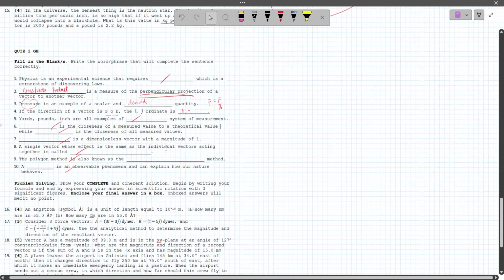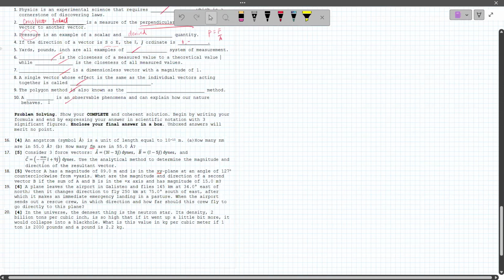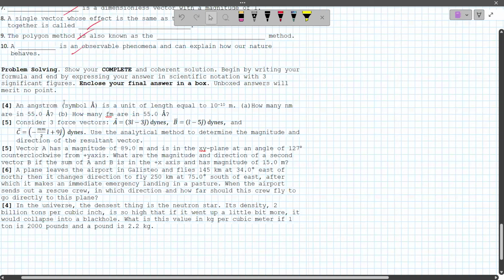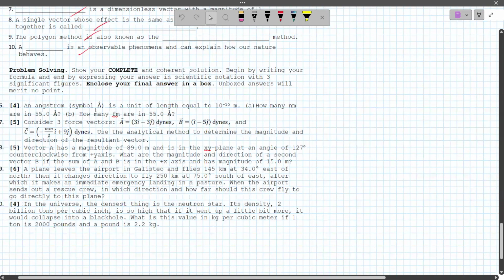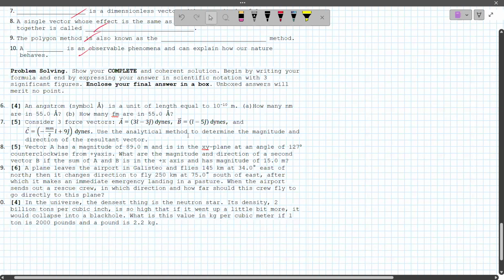Okay. Now let's go to the GE set. Again, we're done with the first part. Proceed tayo sa problem solving. Sabi dito, an angstrom is a unit of length equal to 10 raised to negative 10 meters, and how many nanometers are in 55 angstrom. So nanometer in 55 angstrom. So this is simply 55 angstrom times ang 1 angstrom daw is 10 raised to negative 10 meters.